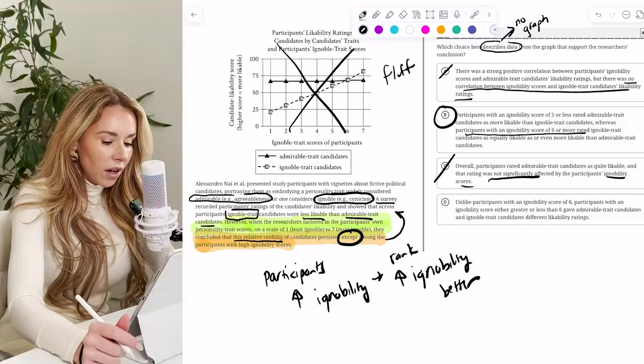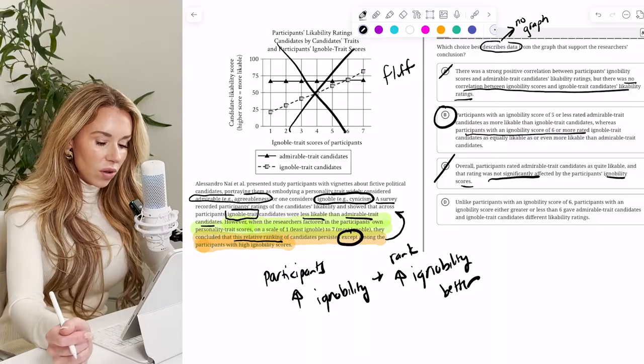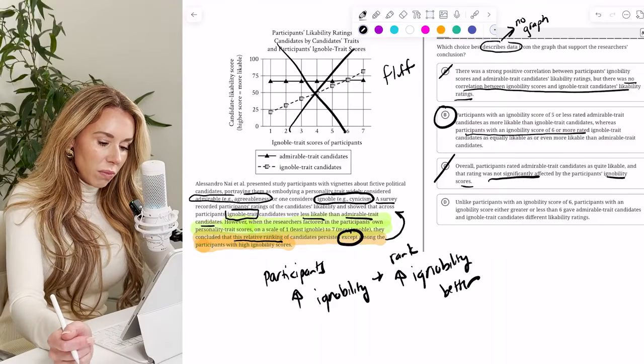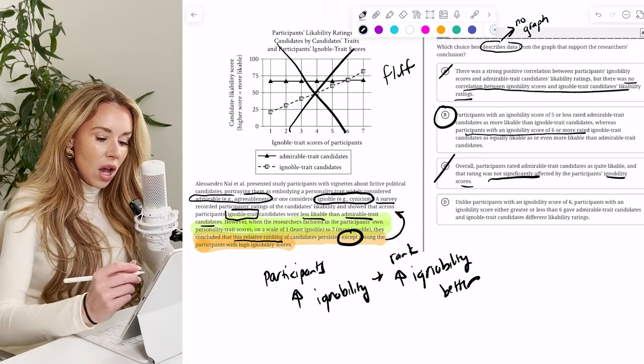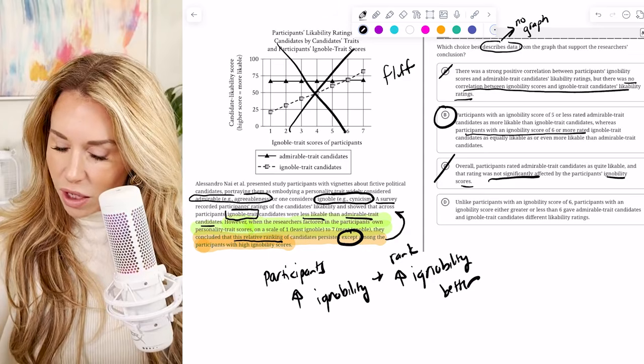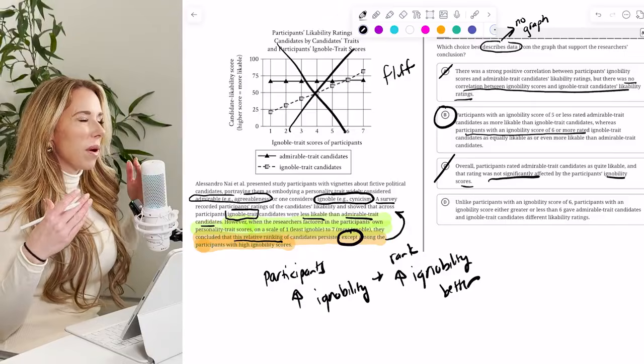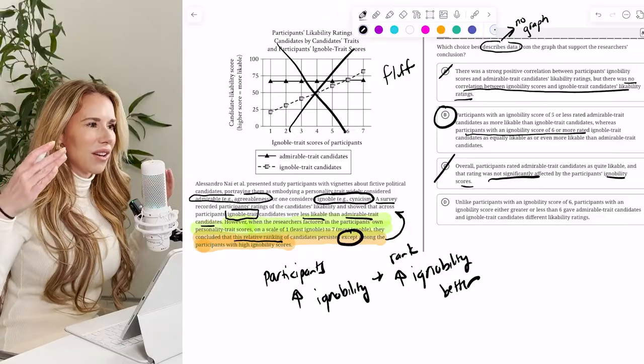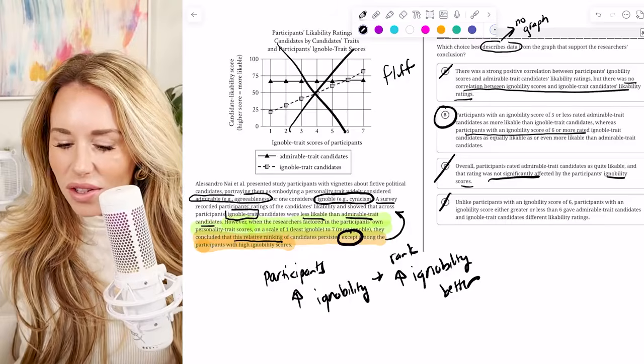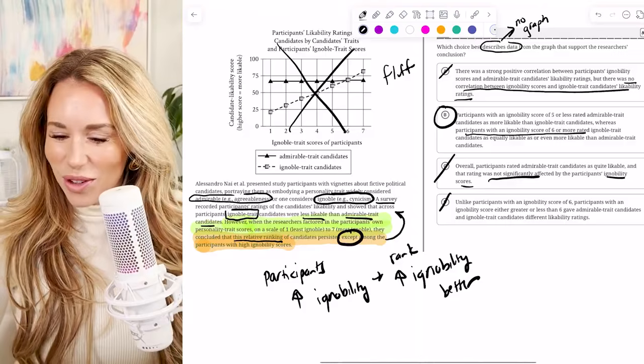D says unlike participants with an ignobility score of 6, participants with an ignobility score either greater or less than 6 gave different likability ratings. No, we want high ignobility. So if we're comparing a 6 to a 7 and saying they're different, those are both high. That's also wrong. All right, let's go down to 10.